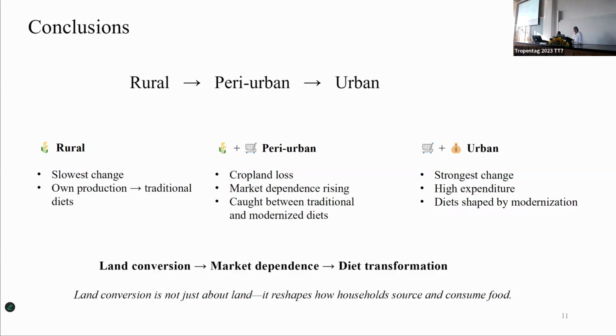So among many things, land conversion is also one main cause for the changes and transformation of diets. Land conversion is not just about the food, it also reshapes how households source and consume the food.